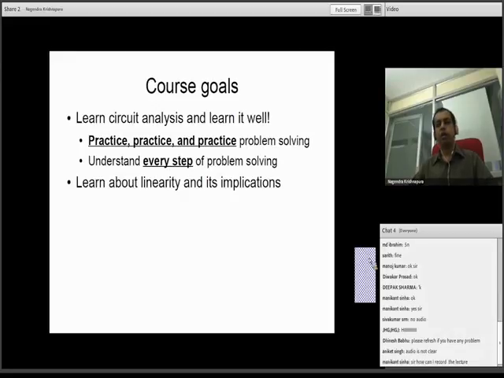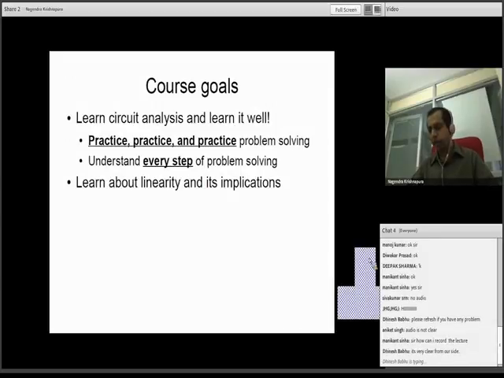Okay. And also, more importantly, when you solve any problem, you have to understand every step of problem solving. Okay, it's not a test of speed, but you have to know why you are doing what you are doing. So, whenever you solve any problem, please make it a habit to understand every step and then move on to the next step.